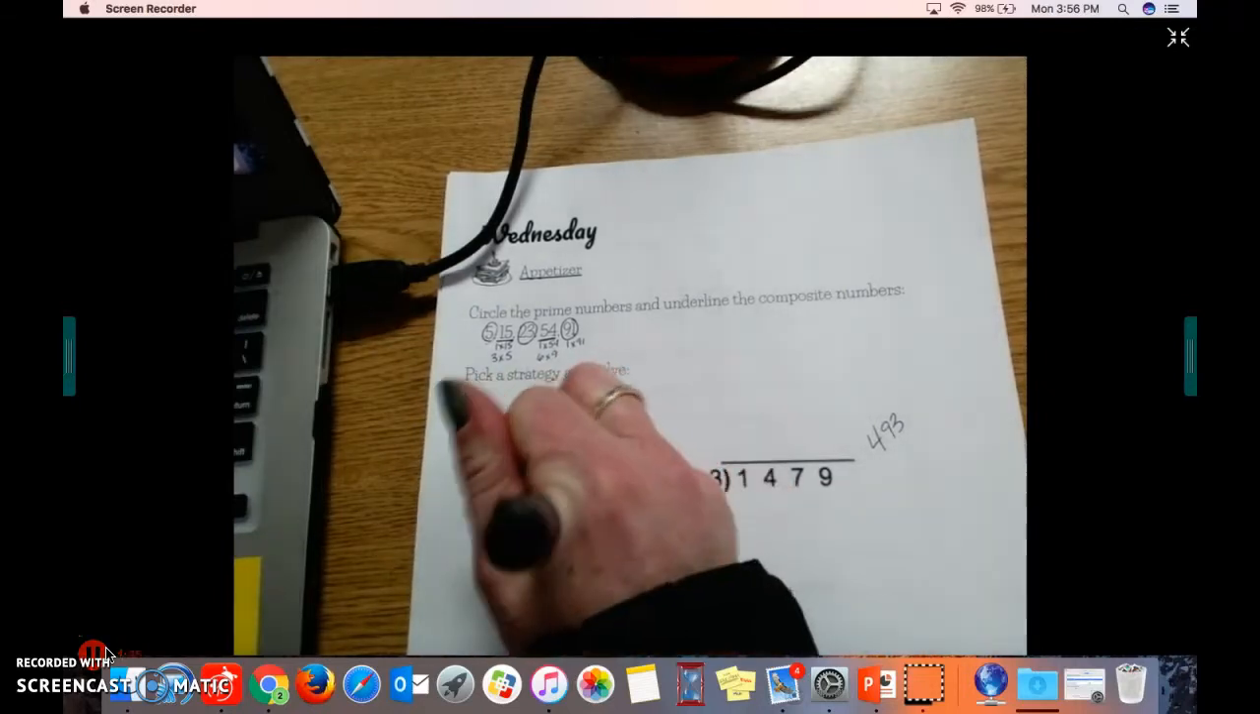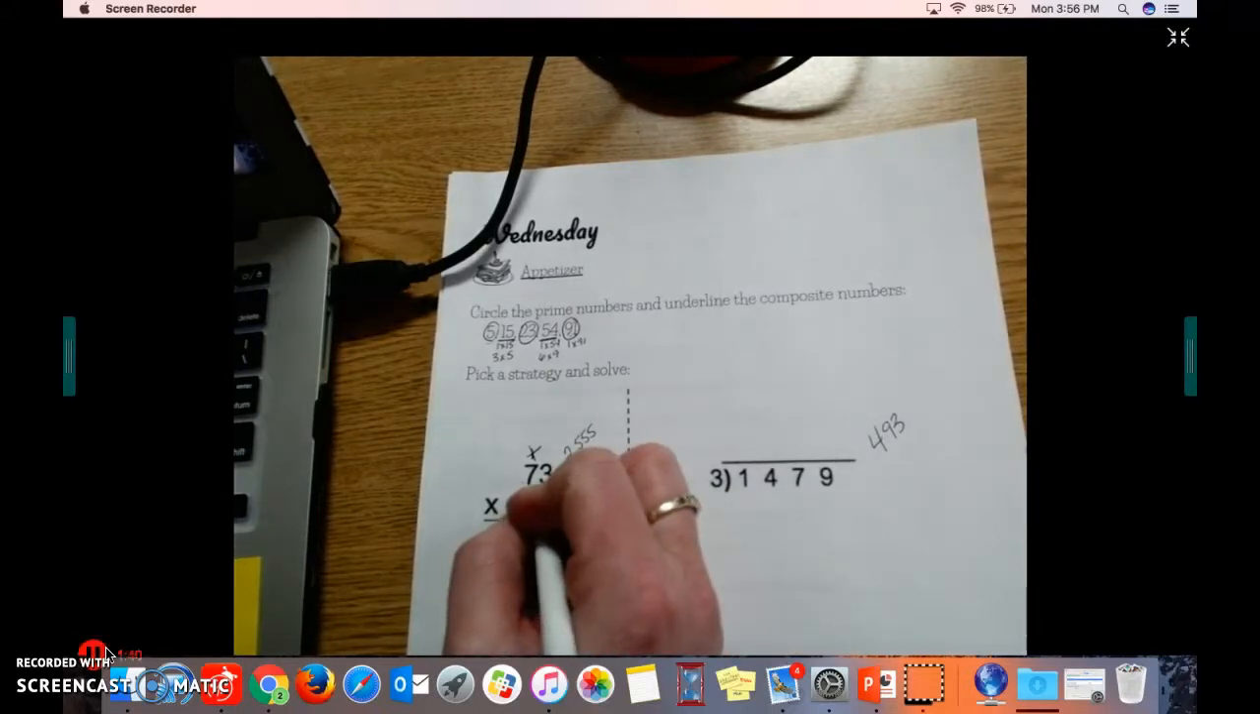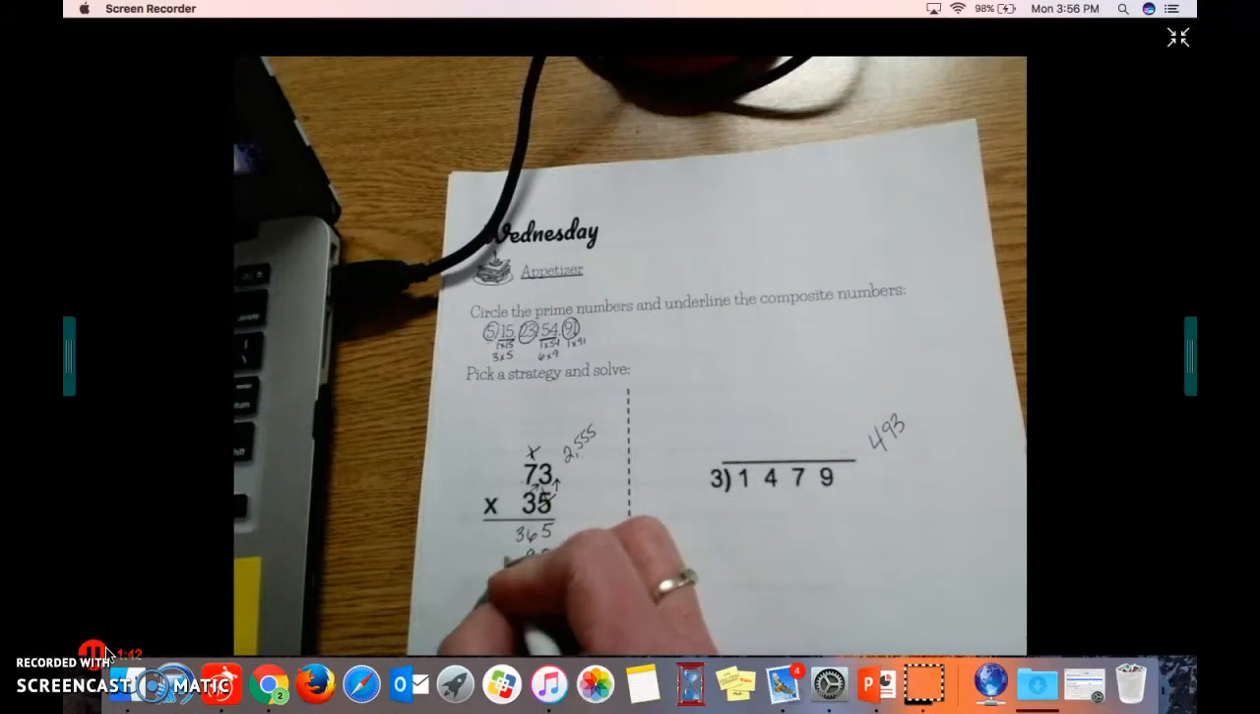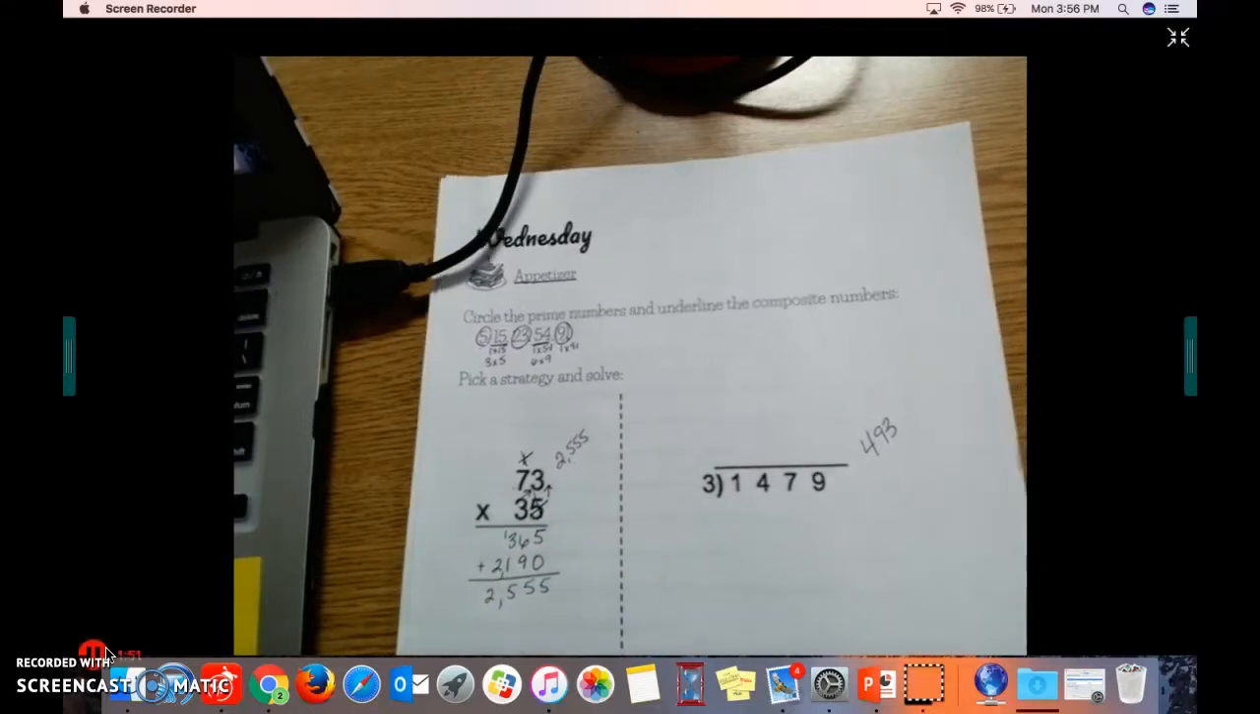I'm done with the 5. I'm done with the 1. My 0. I'm going to do 3 times 3 is 9. 7 times 3 is 21. And then my last step, as always, is to add. So I should have gotten 2,555.